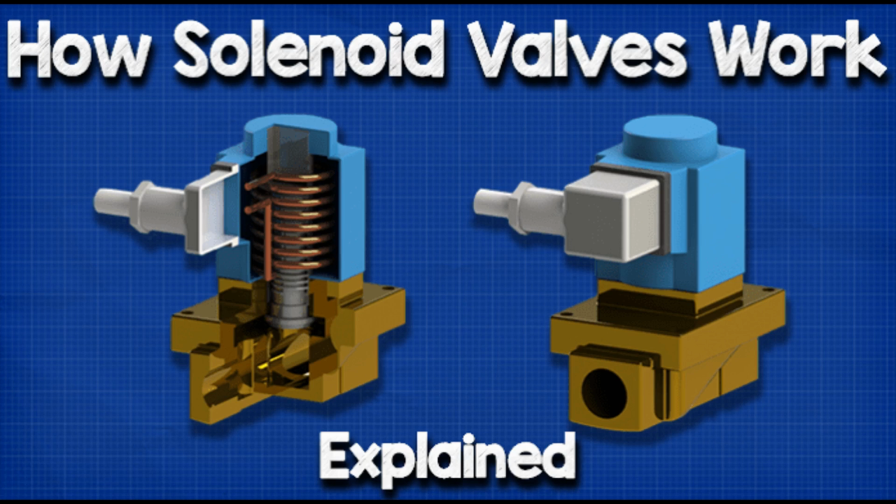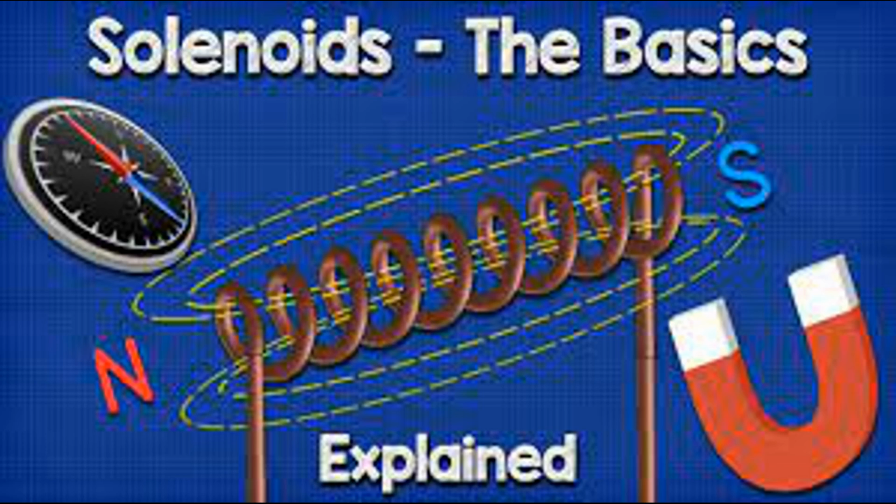4. Mechanical motion. As the core moves, this movement can be harnessed to perform mechanical work. For example, linear solenoids: the core moves in or out, pushing or pulling on mechanical parts. Rotary solenoids: the core's motion is converted into rotational motion. This movement can be used to push levers, open valves, move gears, or perform other mechanical tasks.